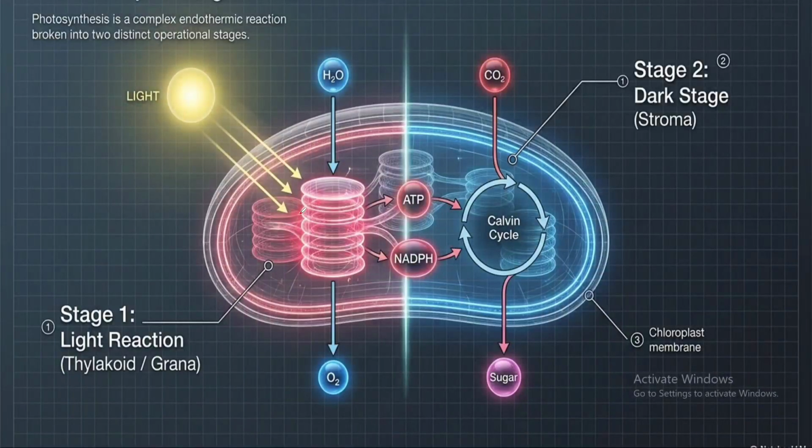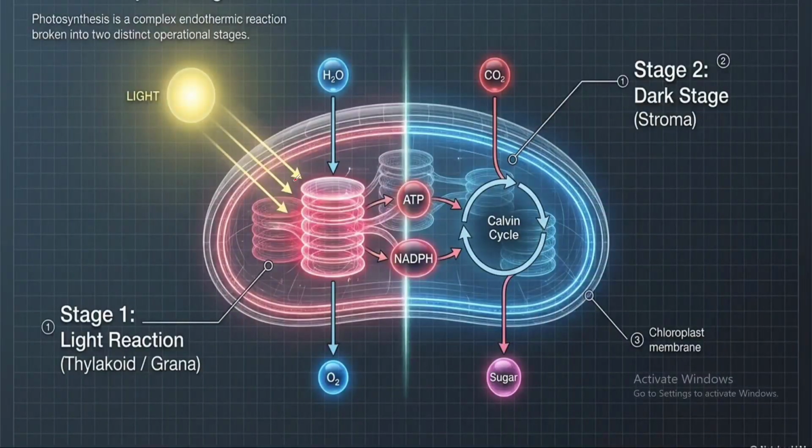All right, so this is basically what happens in the chloroplast of a green plant. It shows us two stages here: the grana is the location where the light reaction happens, and then the stroma is the location within the chloroplast where the dark stage or dark reaction happens. But we're going to explain this.